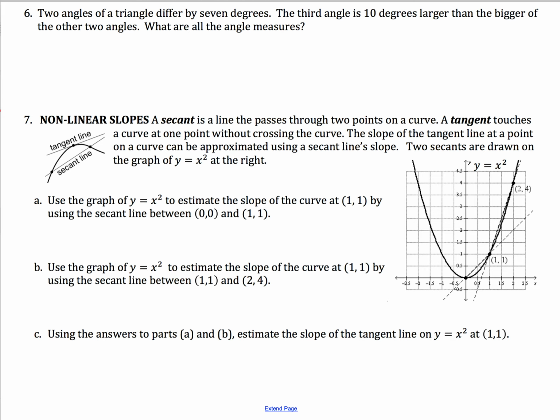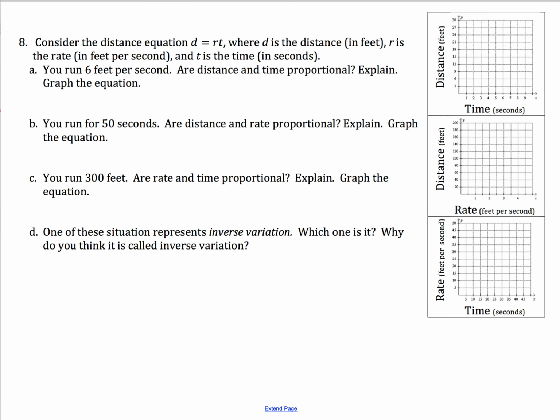Number 6, you're told about 3 degrees in a triangle, find out what they are. Number 7 is about nonlinear slopes. It introduces what a secant is and a tangent line, and it has you estimate the slope of a tangent using 2 secant lines on the y equals x squared graph you see pictured.